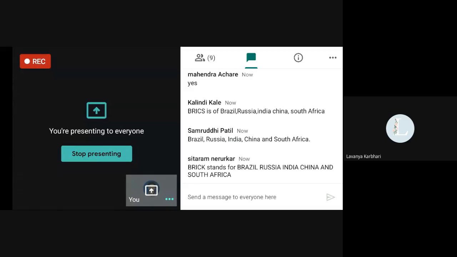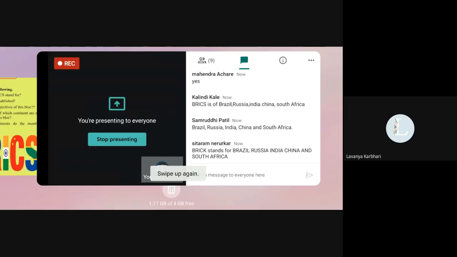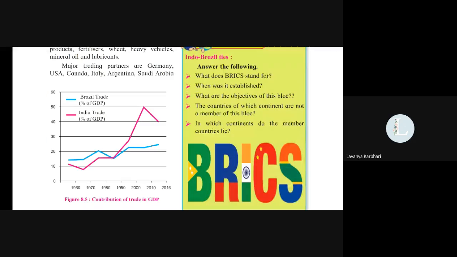So, BRICS was established or founded in 2006, and from 2009 the global summits are being held for it. Okay. त्यांचे एक प्रकारे सम्मेलन होतं दरवर्षी. So BRICS stands for Brazil, Russia, India, China, and South Africa. So it was established in 2006.